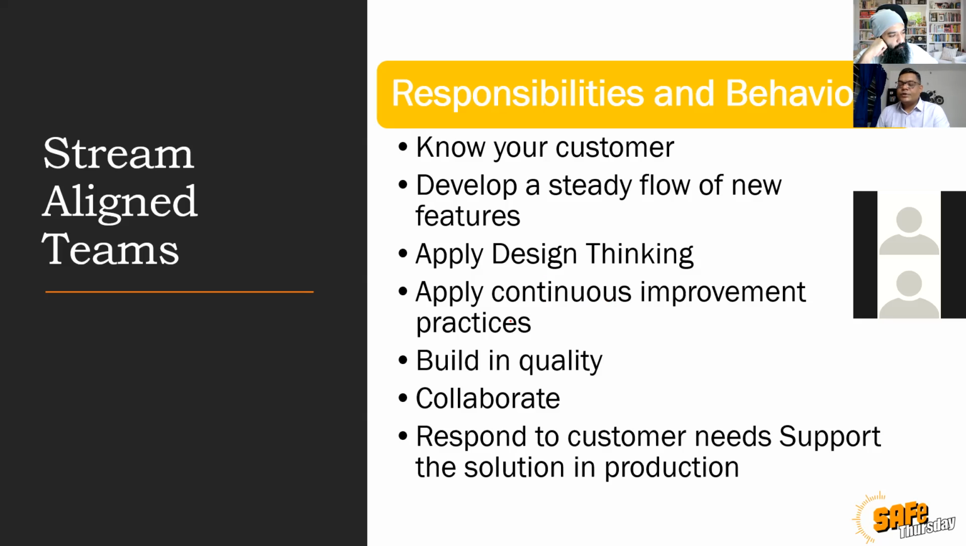And then applying continuous improvement practices, again through inspect and adapt, through different retrospectives, through looking back, how do we improve? How do you focus on continuous improvement? And then building quality right from, not by inspecting, but building quality right from the way we develop our code. And the stream aligned teams, they collaborate, they respond to customers' needs, and support the solution in production. So these are the stream aligned teams, and typically these are the feature teams that build value.